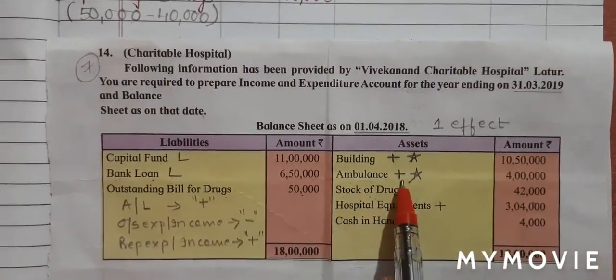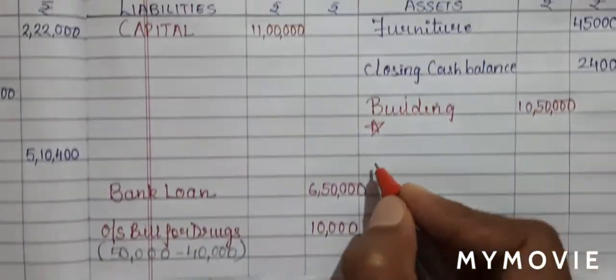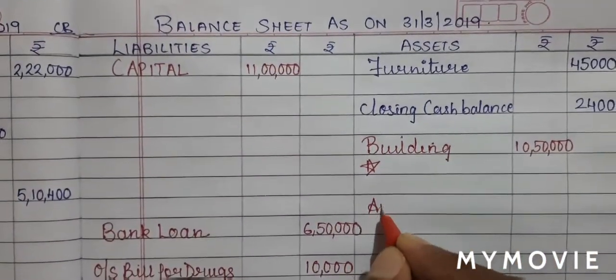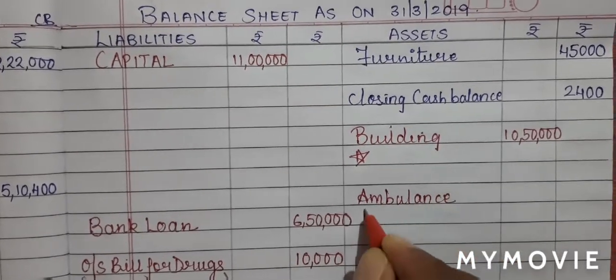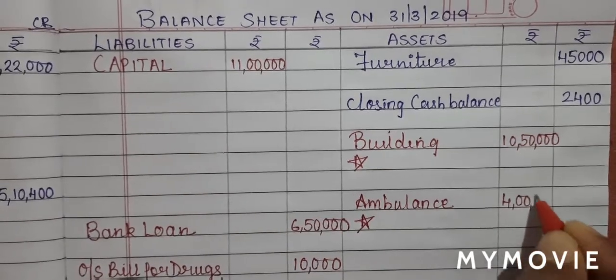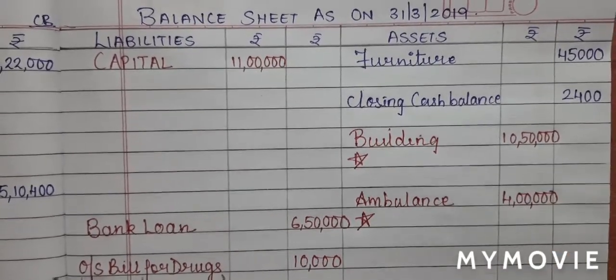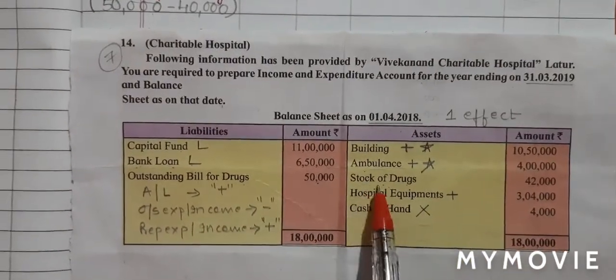Next is ambulance. Again, I'll add it on the asset side and there is a star. So on the asset side, I'll write ambulance. I'll mark a star and write it in the inner column, 4 lakh rupees. Next is stock of drugs.